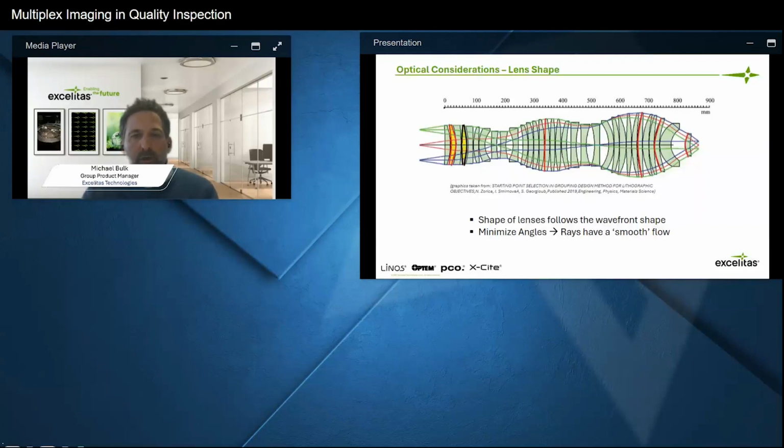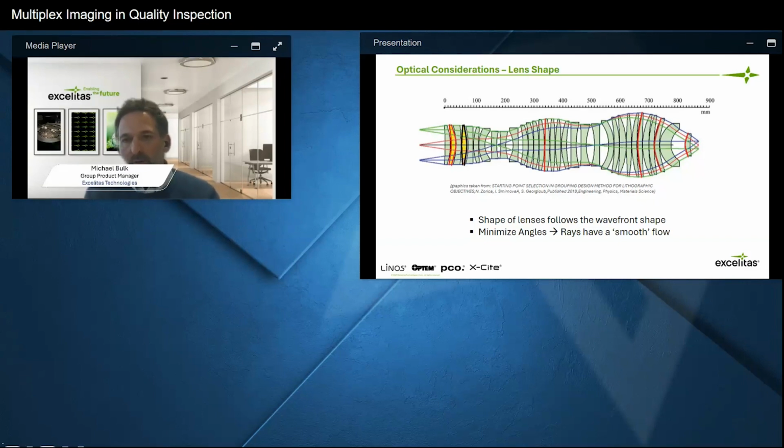Great. So for a very well-corrected lens like the lithographic lens shown here, what you can see is that the lens shapes are bent to follow the natural flow of the wavefront itself. You'll see some lenses that are bent towards the left, some that are kind of symmetrical about a central vertical axis, and some that are bent towards the right.